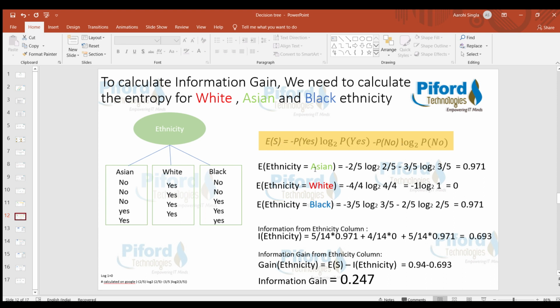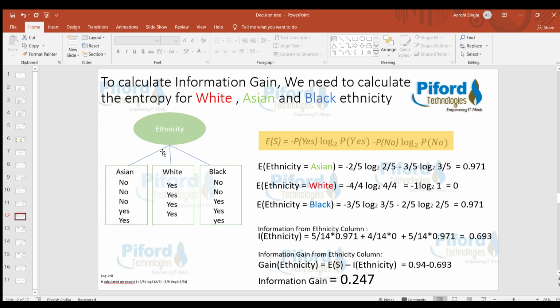So let's start with Asian. Probability of yes. How many yeses were there in Asian? 2 out of 5. 2 by 5 log 2, 2 by 5. And how many no's were there in Asian? 3 out of 5 Asian records. So that's why 3 by 5 log 2, 3 by 5. So this gave us an output of 0.97. The entropy for Asian is 0.97.